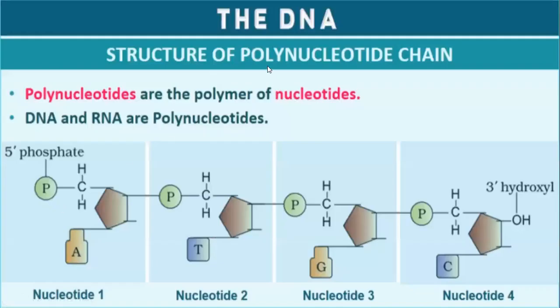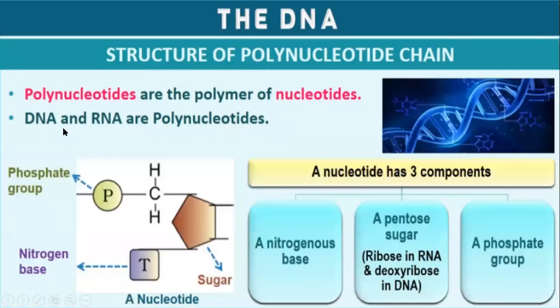Polynucleotides are the polymer of nucleic acids. DNA and RNA are polynucleotides, and polynucleotides are polymers of nucleotides. Nucleotides have three main components: nitrogenous base, pentose sugar, and phosphate group. The pentose sugar in RNA is ribose sugar, and the pentose sugar in DNA is deoxyribose sugar.